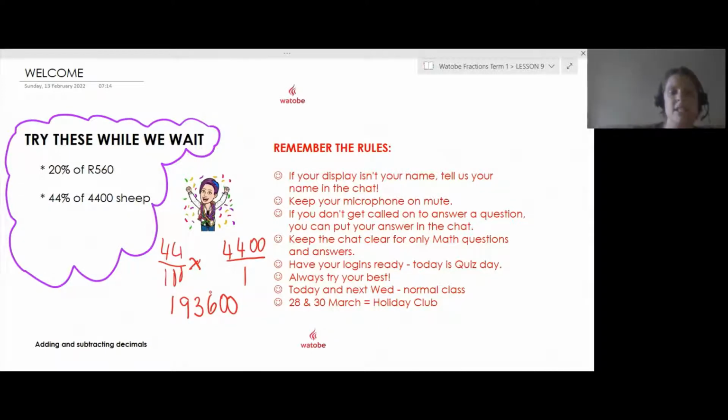193,600 over 100, and then I divided the top number and the bottom number, which I got 1,936. Yeah. Okay, so 1,936.